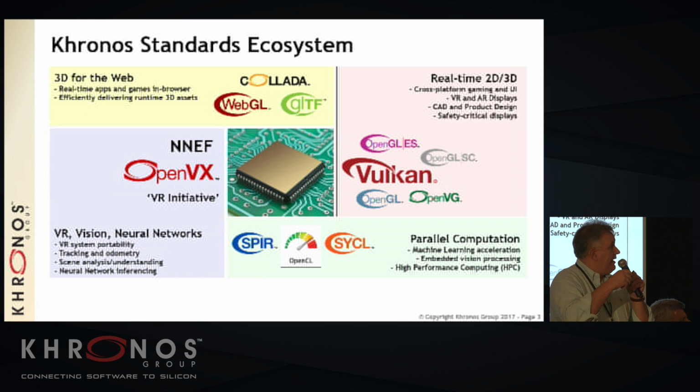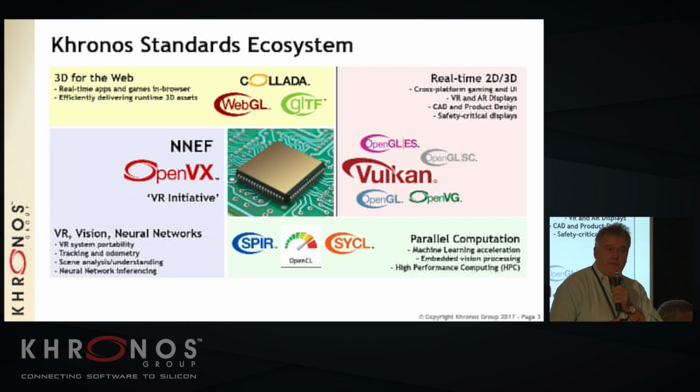And last but not least, up at the top, the web-related stuff, WebGL, probably familiar to quite a few people here, bringing OpenGL-ES capability into the browser. We're just about to formally release WebGL 2. glTF is a 3D asset transmission format. It's kind of like JPEG for 3D. And COLLADA, which is an authoring format that was created some time ago.